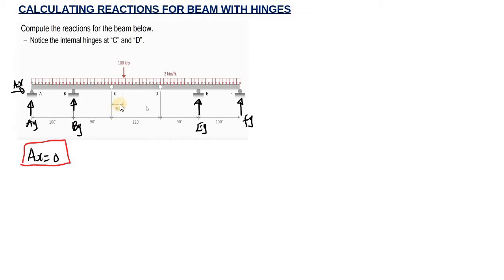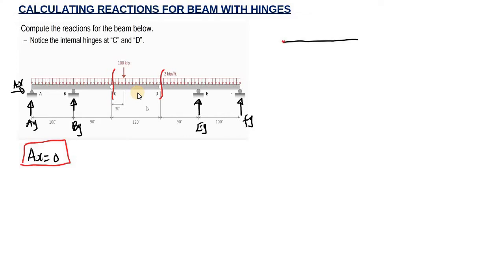What we need to do is make a section at points C and D. We're going to make a section at point C, and we're also going to make a section at point D. So we're going to evaluate the segment CD, then calculate the internal forces inside the beam. So let's calculate this. If we make a section at points C and D, we are going to have something like this.